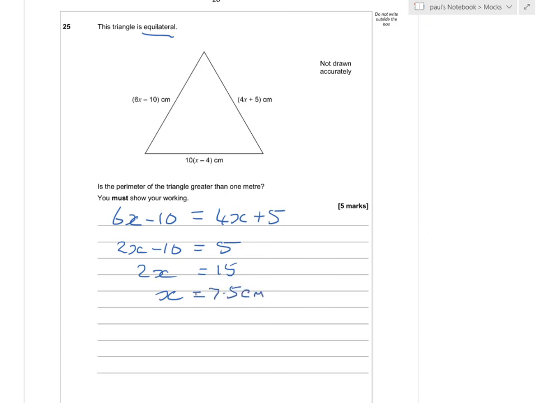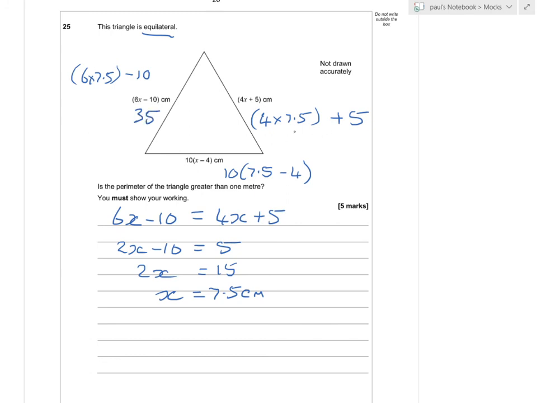centimeters. Okay, so this one is 4 times 7.5 plus 5. This one is 10, 7.5 minus 4. This one is 6 times 7.5 minus 10. Okay, let's find out what that is. So 6 times 7.5, and minus 10, that is 35.